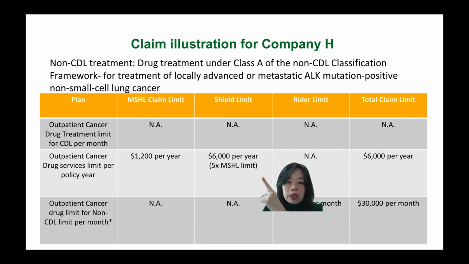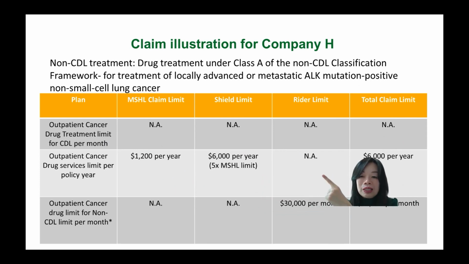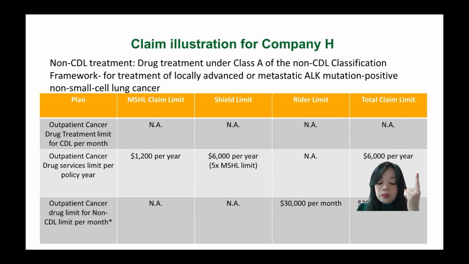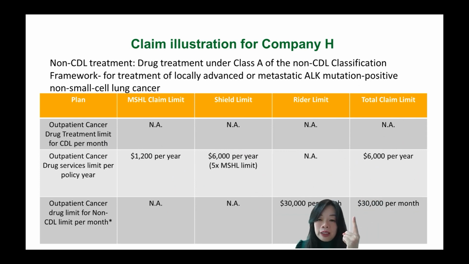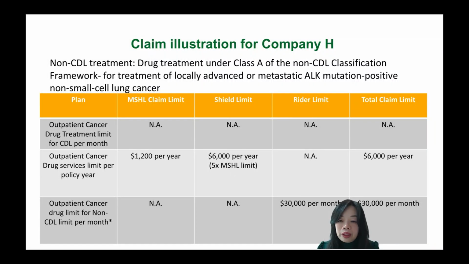Okay, so with the shield limit, it will be 5 times of it, so it will be $6,000 per year. If you have the rider, then for this company, it will be a total of $30,000 per month for the rider limit and also for the total claim limit, for the non-CDL limit.